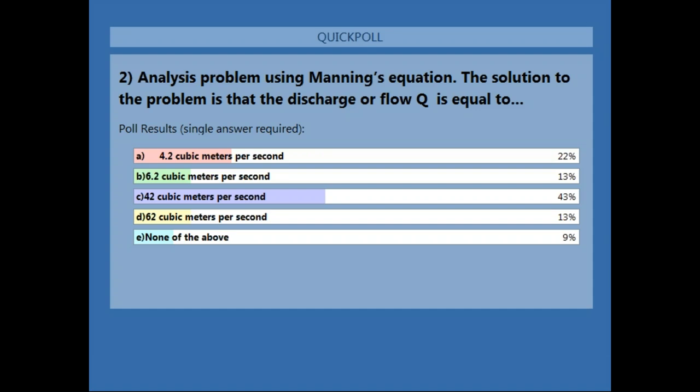If you said 62, that means you used k equals 1.486 or 1.49, which was not the right thing to use in this question because the units are in meters. You would use 1.49 for k when the units are in feet. And if you got 4.2, that means you forgot to do the square root for the slope. And if you got 6.2, that means you used 1.49 and you forgot the square root. Or maybe you took a shot in the dark if you didn't have the time to solve the whole problem.